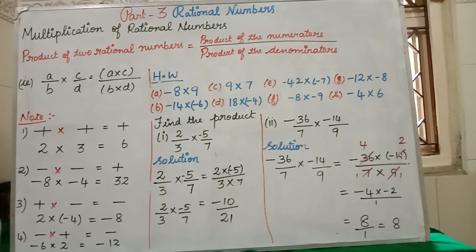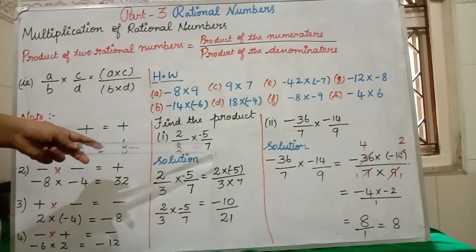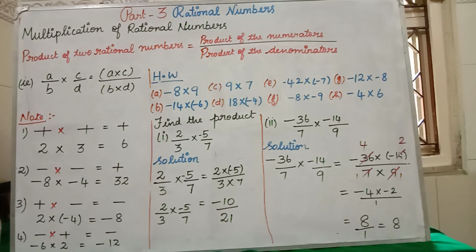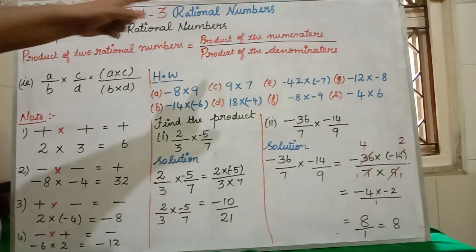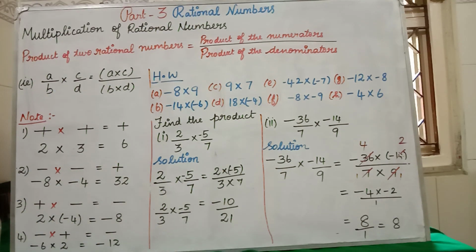If you see the first question, 2 by 3 into minus 5 by 7. This is a very easy sum. Then 2 by 3 into minus 5 by 7, what have I told? Product of the numerators. Whatever is in the numerator, you have to multiply. Similarly, whatever is in the denominator, you have to multiply. That is our first step.